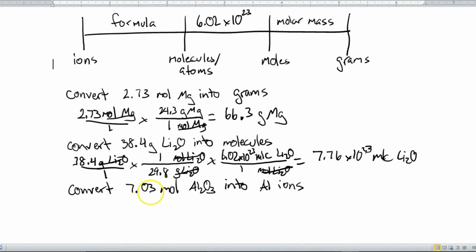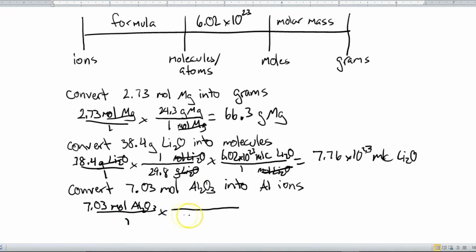So convert 7.03 moles of Al2O3, aluminum oxide, into aluminum ions. Okay, so we're starting here at moles, and this time we're going to go all the way over here to ions. So our first stop is going to be molecules, then we'll go to ions. All right, so here we go. Take the given, 7.03 moles of aluminum oxide. Put that over 1.